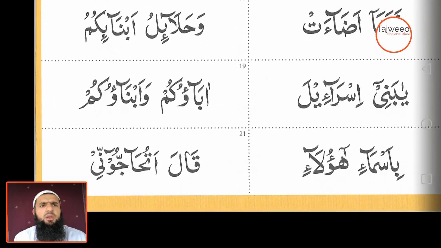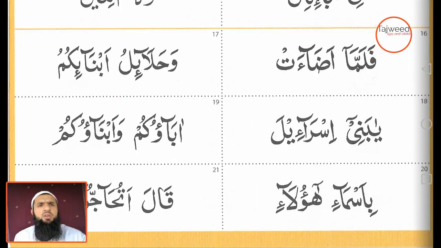Box 21. قَالَ أَتُحَاجُّونِّي. Okay, so you've got quite a lot going on here. قَالَ atu ha, you've got that stretch joining the jeem, and then the jeem has also got a stretch on it, and it's joining onto a noon mushaddada gunna. We'll do that one again. قَالَ أَتُحَاجُّونِّي.